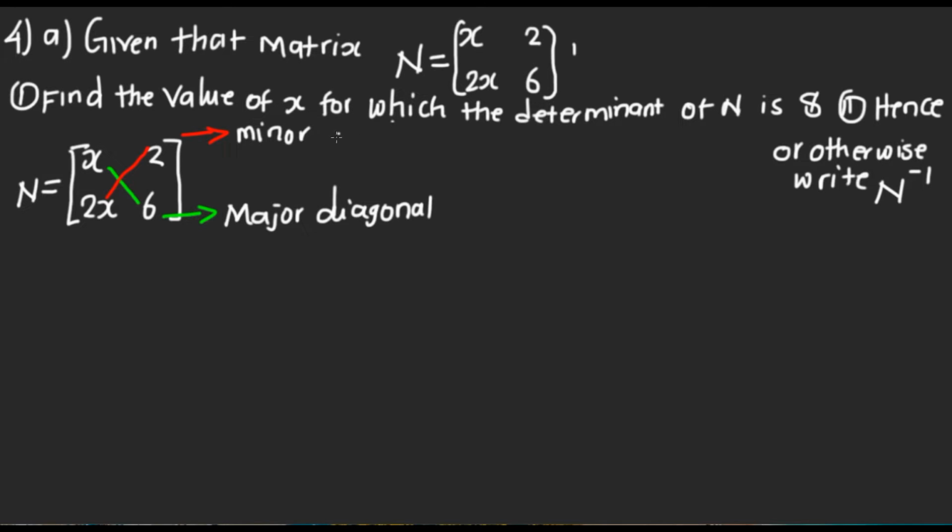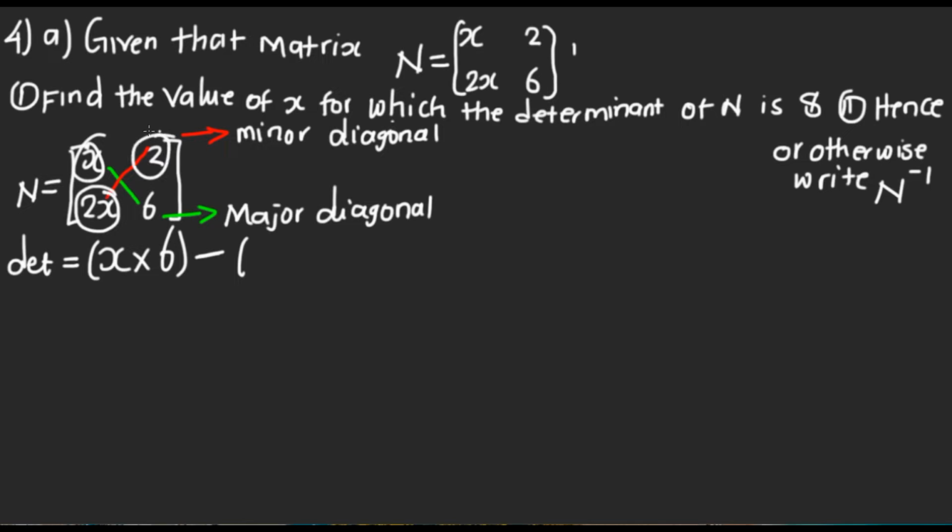After this is done, the concept is simple. You write determinant is equal to, so I'm going to get the product from the major diagonal. You get x multiplied by 6. So x and 6 are elements from the major diagonal. Then you subtract. Always it is subtraction. Open bracket. Here we have 2x and 2. These are coming from the minor diagonal. So we say 2x times 2. So this is an expression for the determinant.